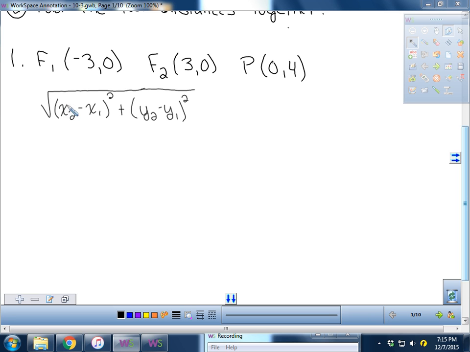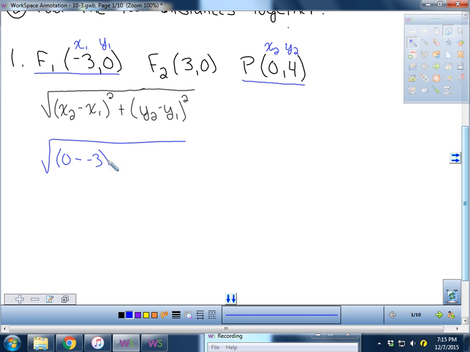So with that being said, let's start with the first focus. So I have the first focus and this point. So this would be like my x1, y1, and this would be x2, y2. It doesn't matter which one's the x1, which one's the y1 really. Alright, so I've got 0 minus -3 squared plus 4 minus 0 squared. And if I work that out, that's going to give me 25 underneath, and the square root of 25 is 5.